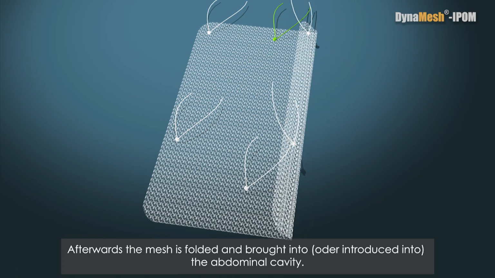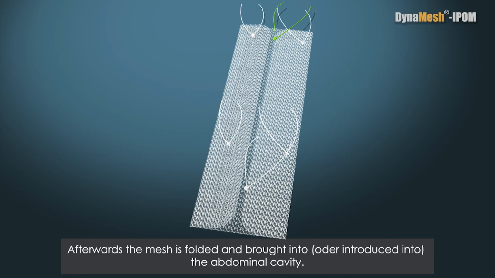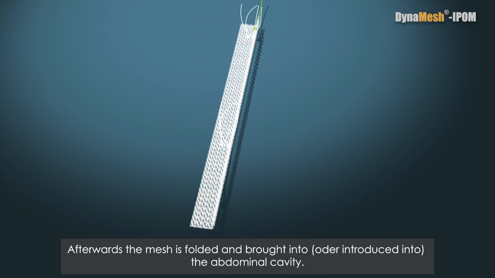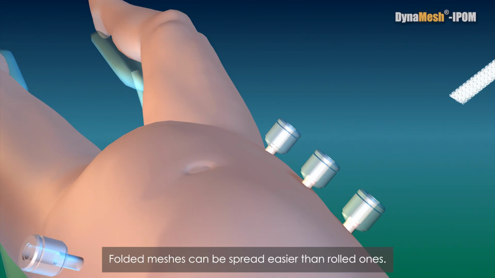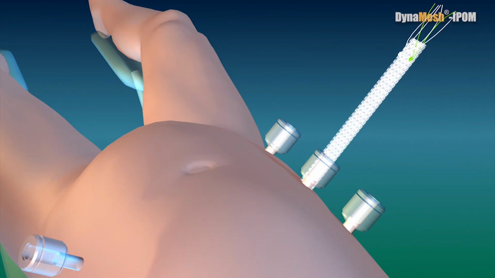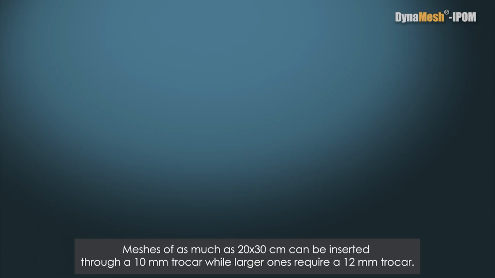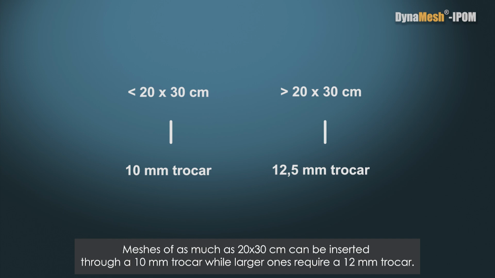Afterwards, the mesh is folded and introduced into the abdominal cavity. Folded meshes can be spread easier than rolled ones. Meshes of as much as 20 by 30 centimeters can be inserted through a 10 millimeter trocar, while larger ones require a 12 millimeter trocar.